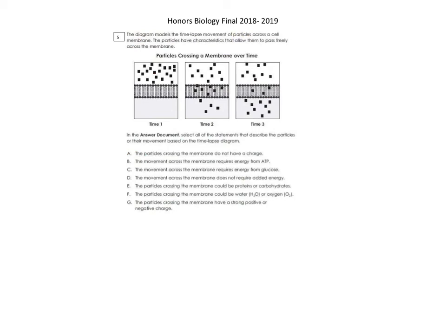All right, moving on. The diagram models the time-lapse movement of particles. So there are these particles. Obviously, this is high, so it's going to move towards the low. The particles move. Here, the particles are equally distributed across the membrane. Obviously, particles are going to keep moving back and forth. So now let's go ahead and write that, and you're going to choose the ones that are correct.